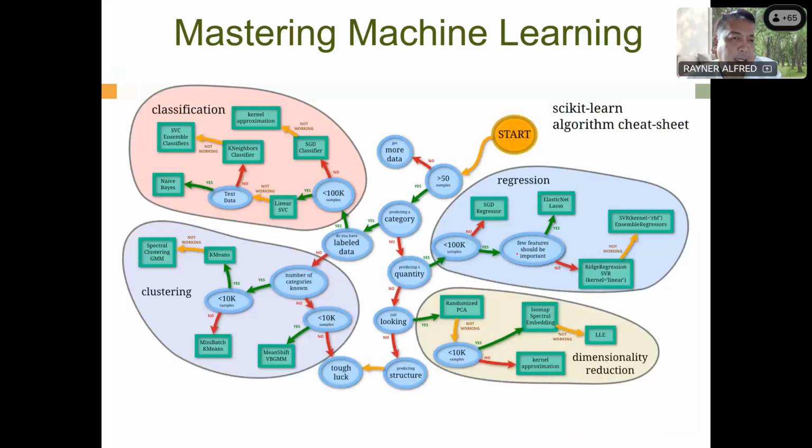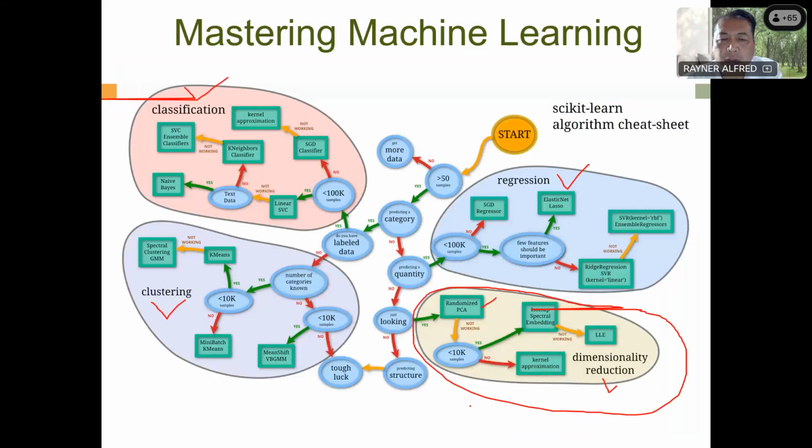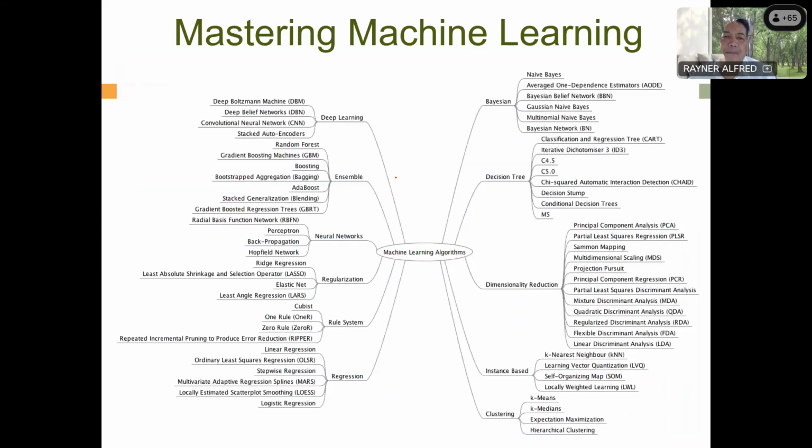Okay, so this is another view. Basically we have classification, clustering, regression, and dimensionality reduction. This is to simplify your data set by looking into PCA or the kernel approximation. This one we will not touch. We will cover this one.